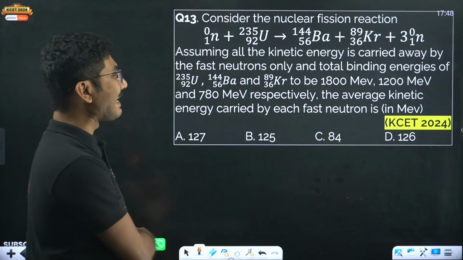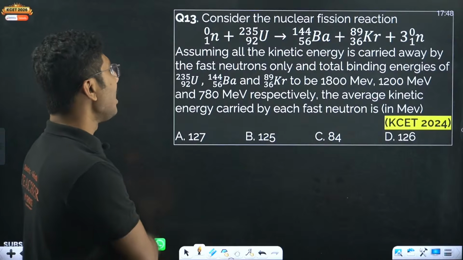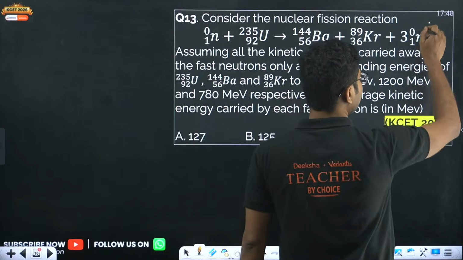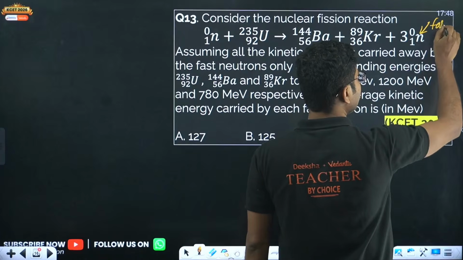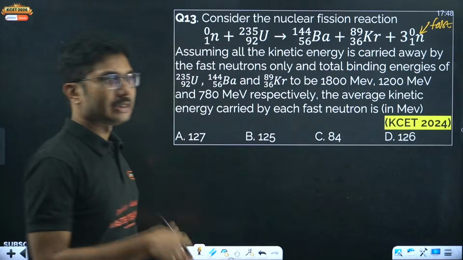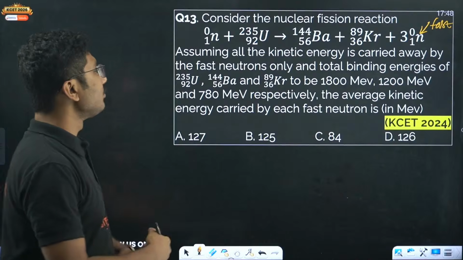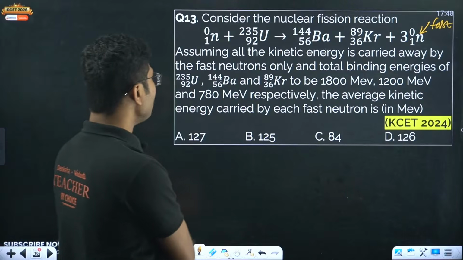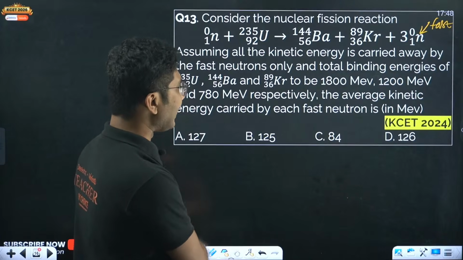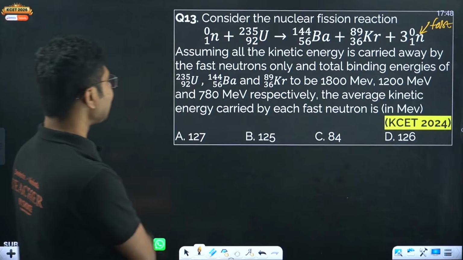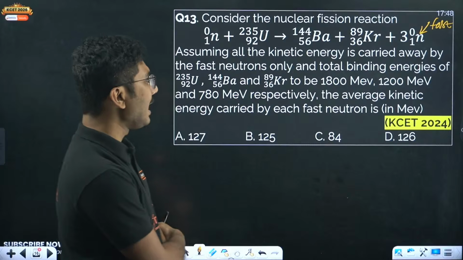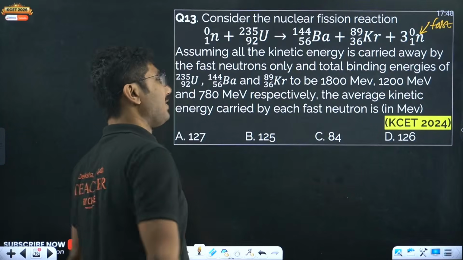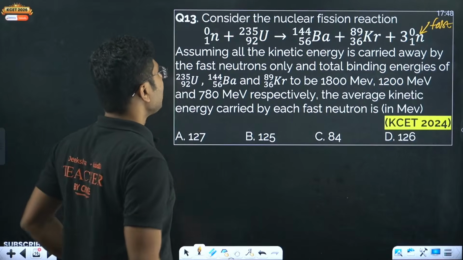Assuming the kinetic energy is carried away by the first neutrons only. So these are the fast neutrons. These are called fast neutrons because they move very fast. Fast neutrons only, and the total binding energies of U, barium and krypton to be 1800, 1200 and 780 MeV respectively. The average kinetic energy carried by each fast neutron is a very easy question.